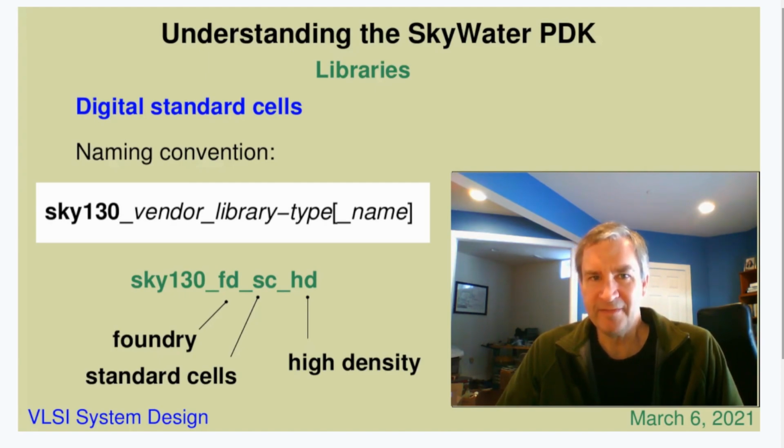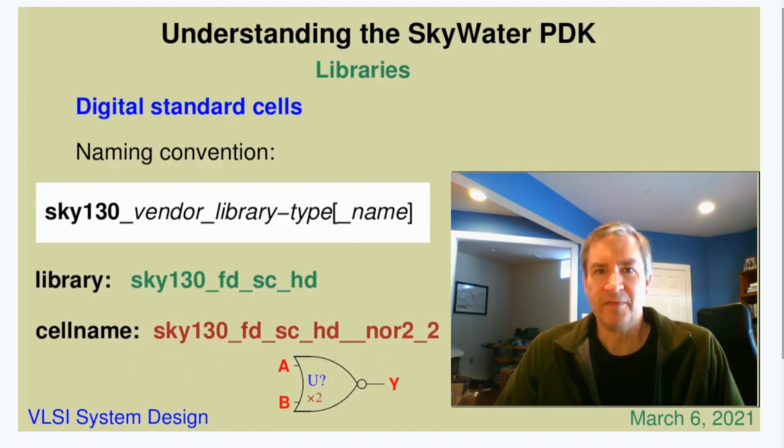Sky130_FD_SC_HD, where the FD stands for Foundry, meaning that the Foundry is the vendor providing the library IP. SC stands for standard cell, which is the library type, and HD stands for high density, which is the specific library name. The library name prefixes all of the standard cells, so the standard cell name may be, for example, Sky130_FD_SC_HD__NOR2_2, where a double underscore is used as the separator between the library name and the cell type.